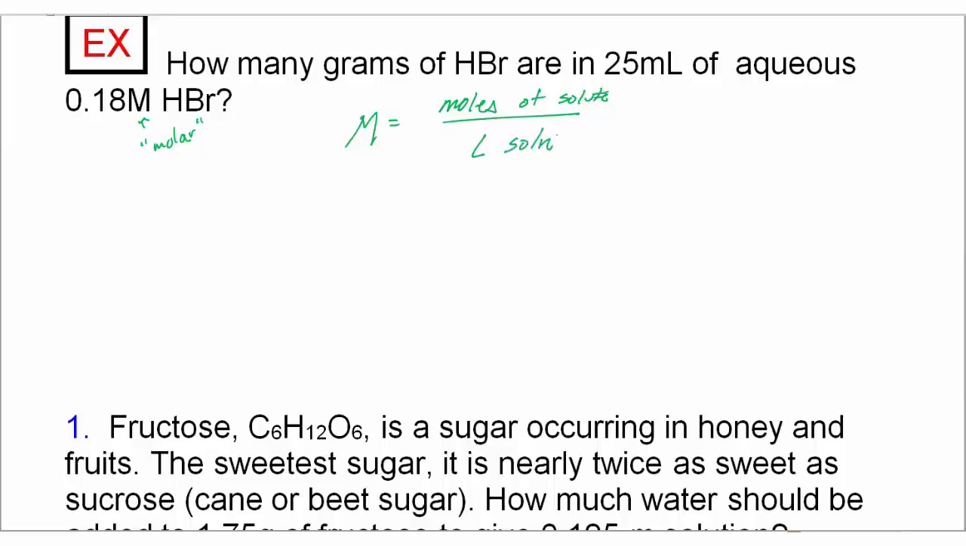Okay, so what do we know? Well, we know what big M is, that's 0.18. We know the liters of solution, that's 25 mils. We're just going to solve for moles of solute. Solve for moles of HBr. But they wanted the final answer in grams, not moles, so we'll have to convert to grams. So this will be a two-step question then, two-step answer. So let's go ahead and plug it in here. We'll have 0.18 has to equal moles of HBr over liters of solution.